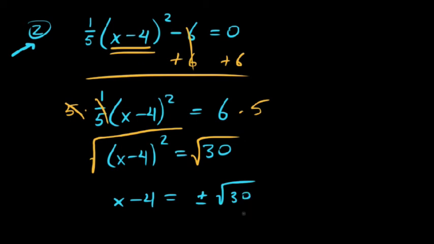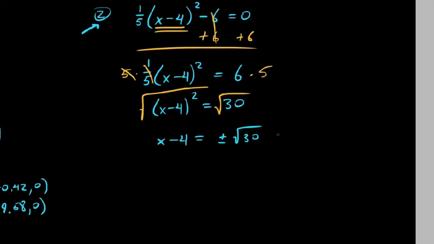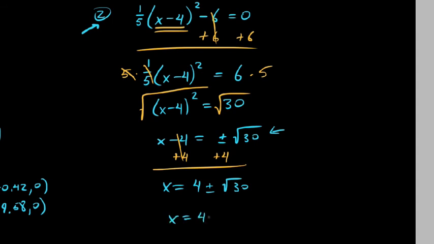So I'm trying to think here, what factors go into 30? Are there any that are perfect squares? Well, 4 doesn't go into it evenly, 9 doesn't go into it evenly, 16 doesn't go into it evenly. So this is as simple as you're going to get this radical 30. Now the only thing we have left to do is add 4 to both sides. So we get x equals positive 4 plus or minus radical 30. Again, we could say this is x equals 4 plus radical 30 and also 4 minus radical 30.